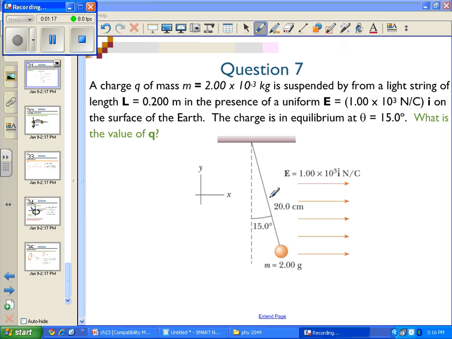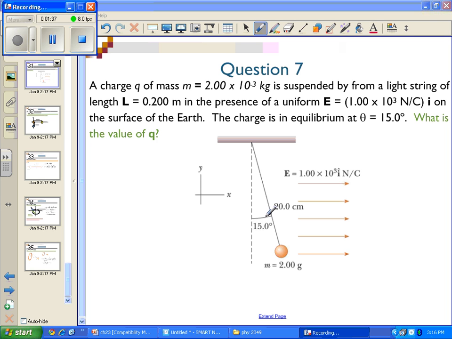Anyhow, this charge is in equilibrium. It is on the surface of the Earth. And the reason we know it's in equilibrium is that the angle which the string makes with the vertical is fixed at 15 degrees. So the question is this: what must be the value of Q in order for this to be true?